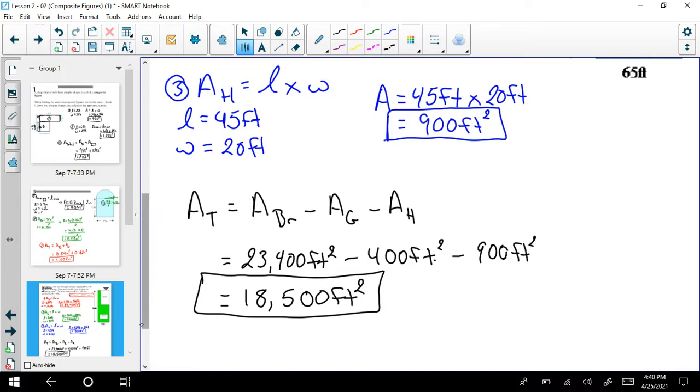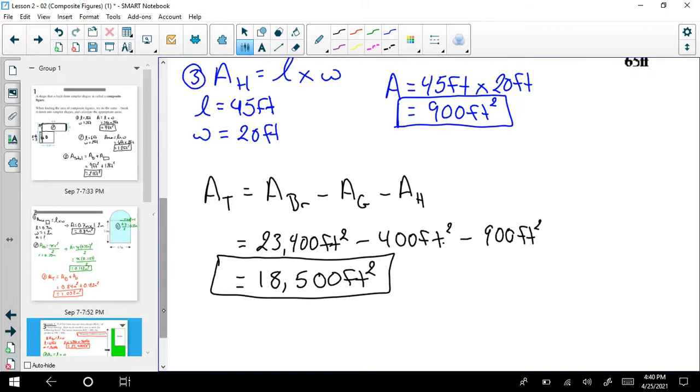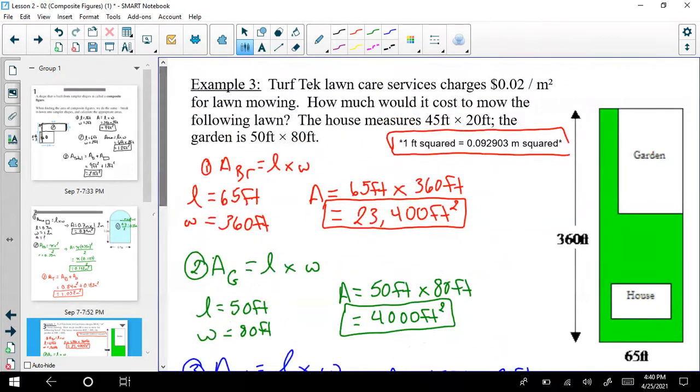Now, because it's asking us in this question for the price in meters squared, what we need to do next is convert, right? Because we're looking for a total price, but we only have feet squared right now. So we actually need to change it into meters squared. And that's where this came in, right? I don't remember if this is on your conversion chart.